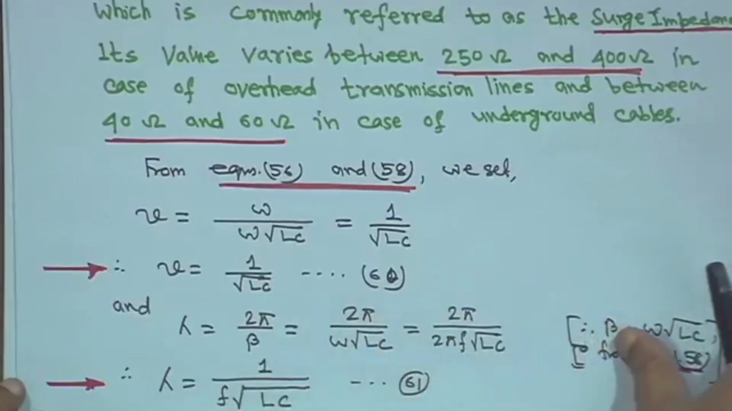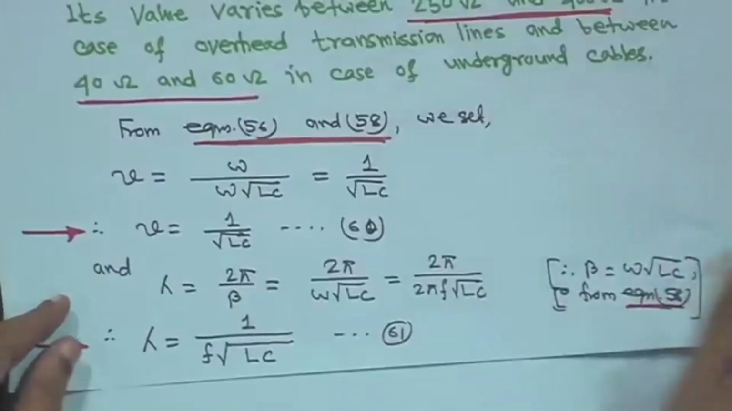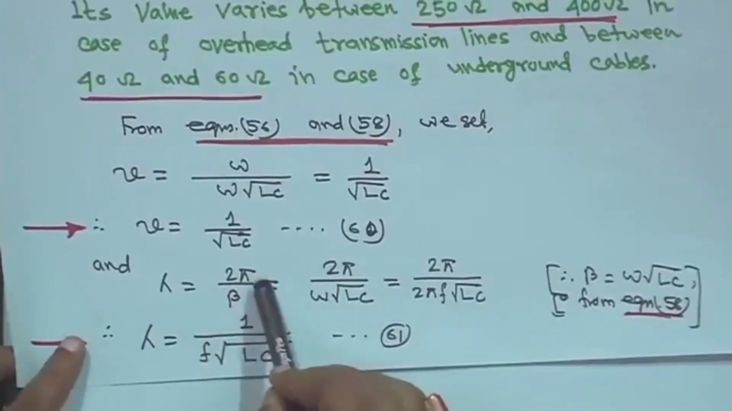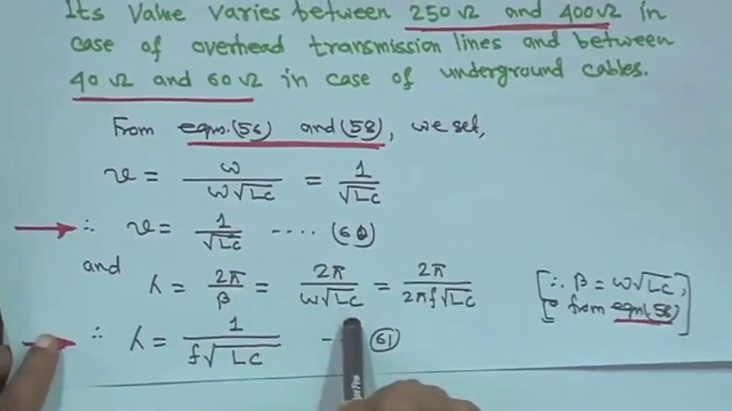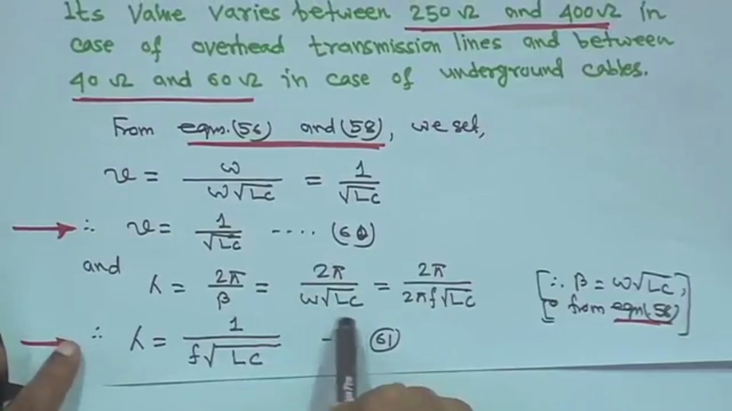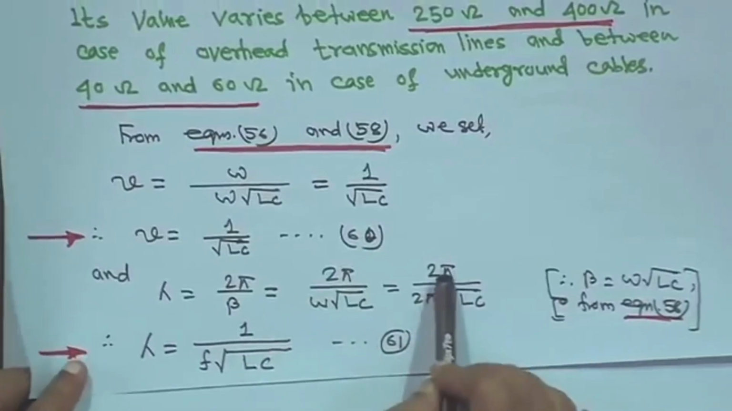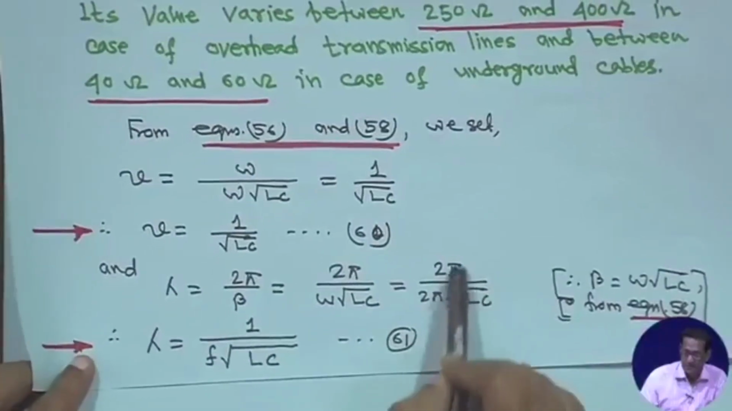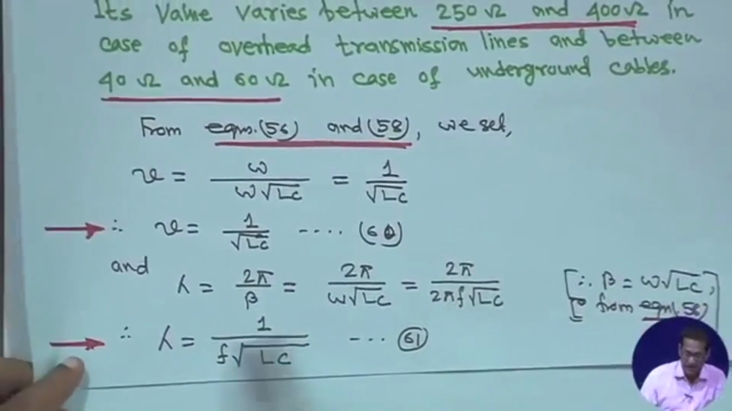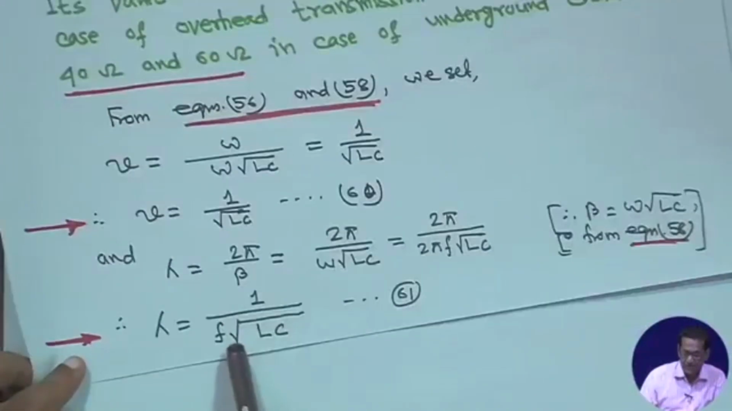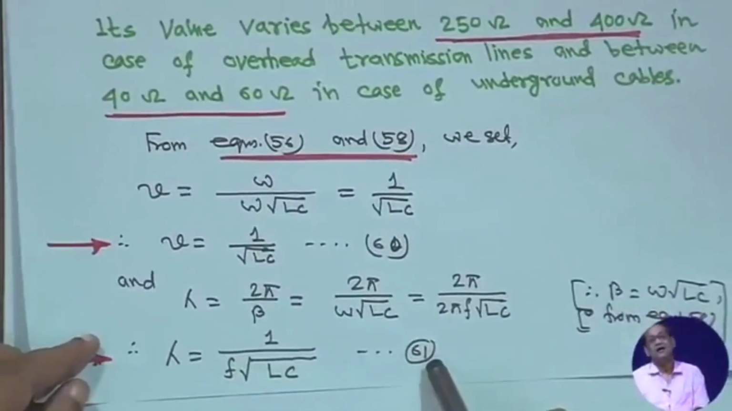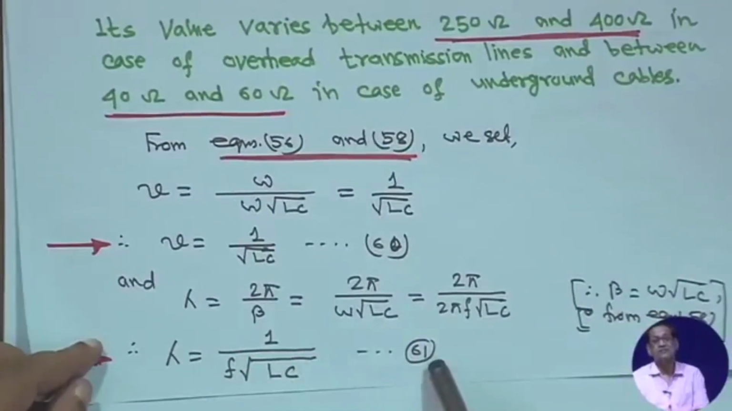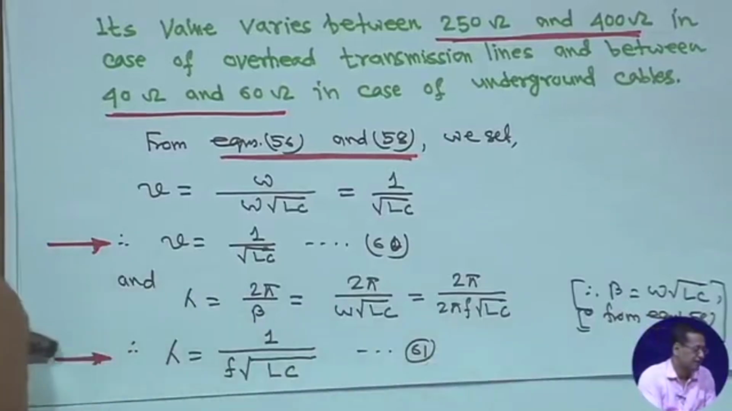Now, lambda: we have seen beta lambda is equal to 2 pi. So lambda is equal to 2 pi by beta, and beta is equal to omega root over L C, with omega equal to 2 pi f. So it is 2 pi upon 2 pi f root over L C. The 2 pi will be cancelled and lambda is equal to 1 upon f into root over L C. This is the equation of the wavelength, equation 61.